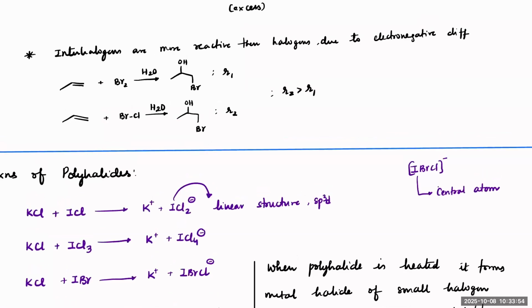Interhalogens are more reactive than halogens due to their electronegativity difference. So you can see Br2 and HOBr will have HO and Br here, correct? That is the reaction which will happen. And the second thing, if you notice, BrCl will split much more easily into Cl minus and Br plus. So if you compare this versus this, an interhalogen with a normal halogen, the second reaction happens even faster. Got it?